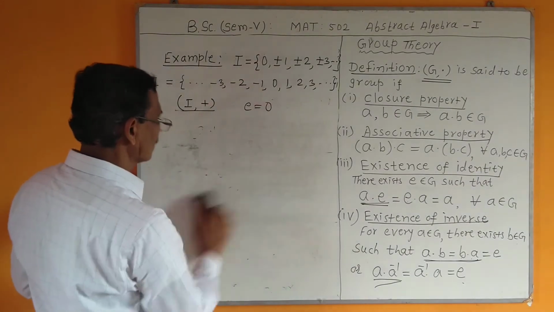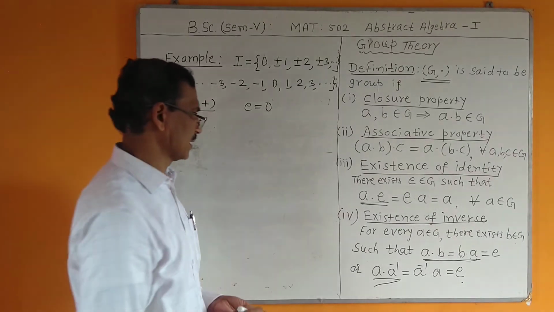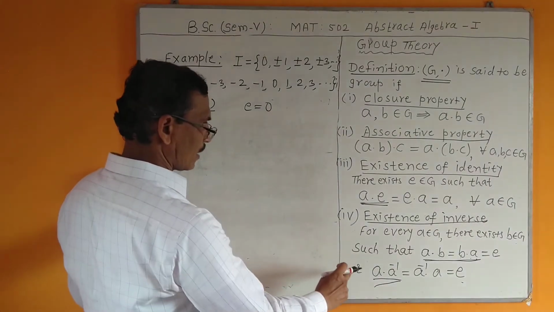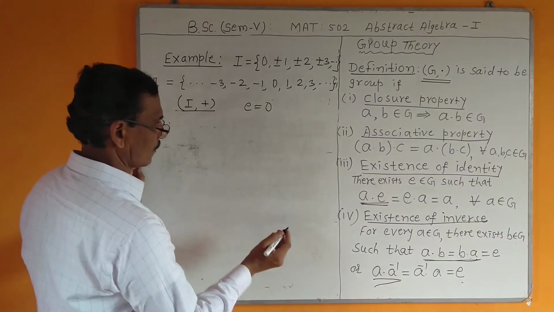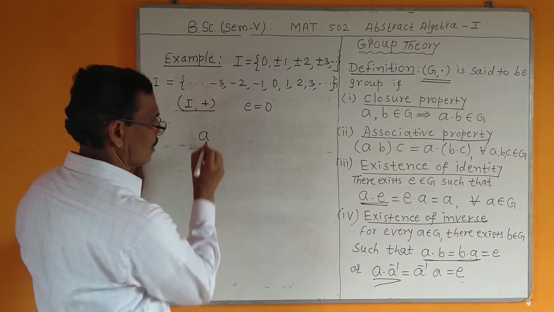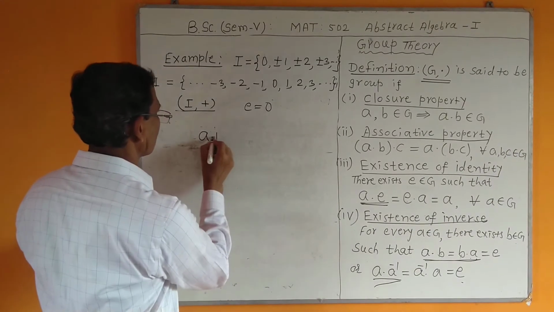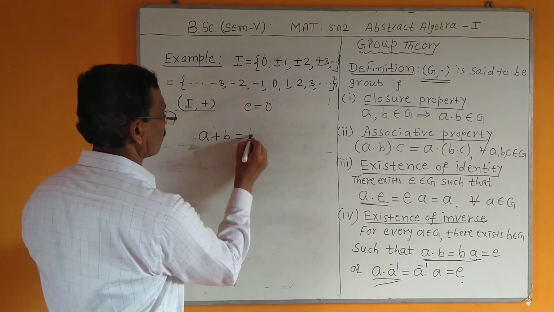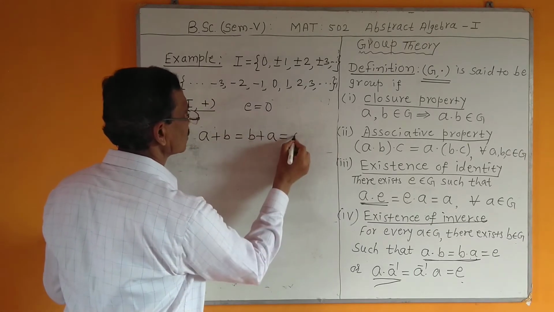Now verify the fourth condition, the existence of the inverse element. This becomes a + b = b + a = e, where e means 0.